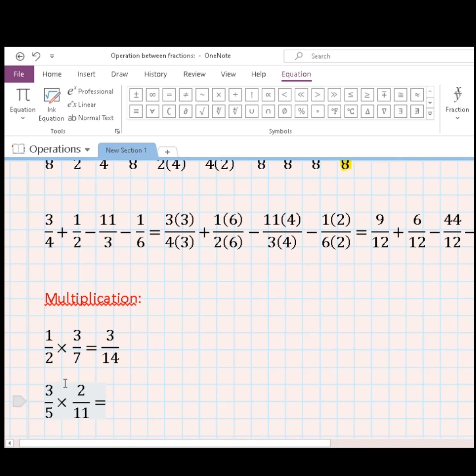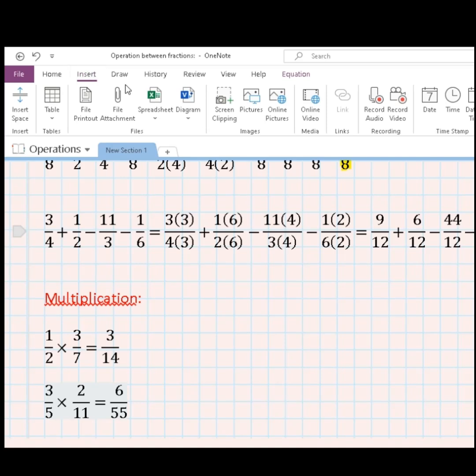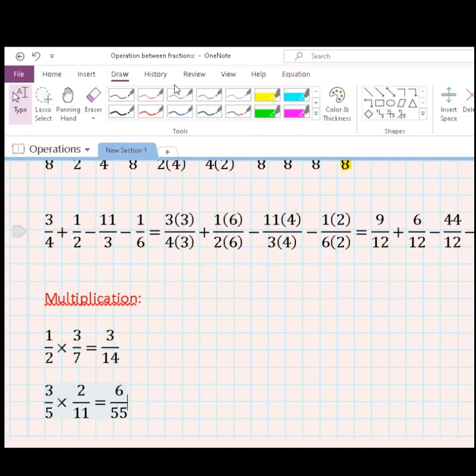Remember to multiply numerator with numerator. 3 times 2 equals 6, over 5 times 11 equals 55. And then here we have our answers. I don't know, in this case, I will choose this color. It's a kind of blue.